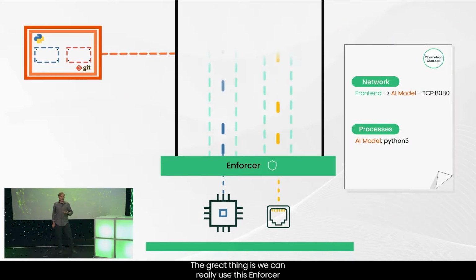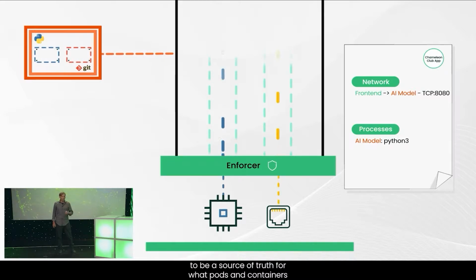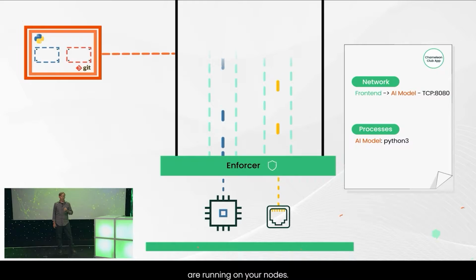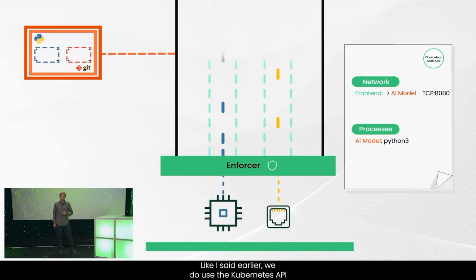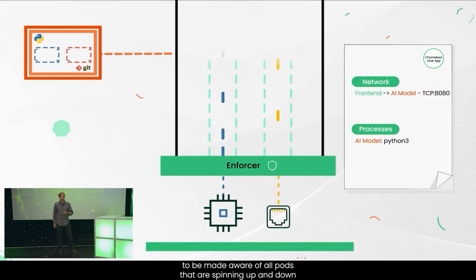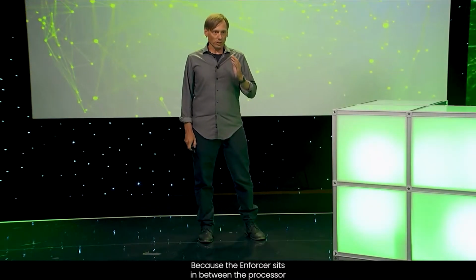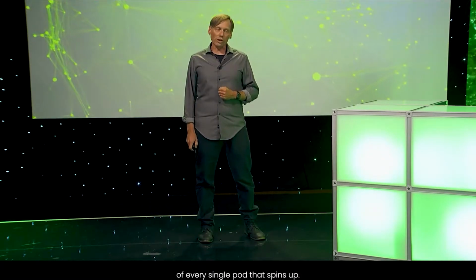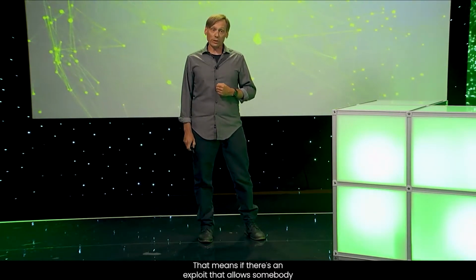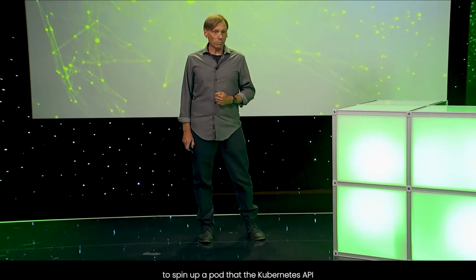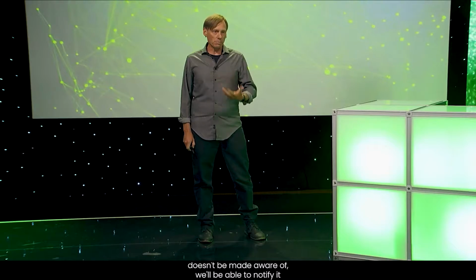The great thing is we can really use this enforcer to be a source of truth for what pods and containers are running on your nodes. Like I said earlier, we do use the Kubernetes API to be made aware of all pods that are spinning up and down and all services that are spinning up and down. But there have been exploits in the past that have allowed people to spin up pods on Kubernetes without the API knowing. Because the enforcer sits in between the processor and the network on the node, we're aware of every single pod that spins up. That means if there's an exploit that allows somebody to spin up a pod that the Kubernetes API isn't made aware of, we'll be able to notify it and we'll be able to track it.